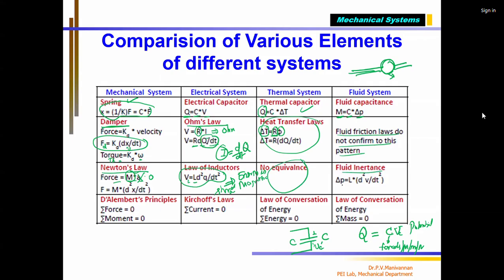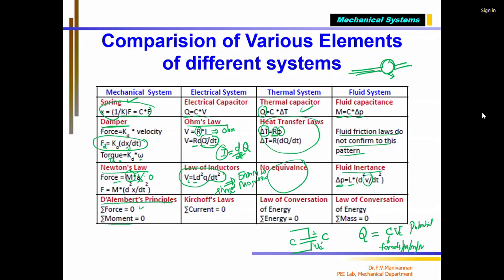In fluid system, we have delta P, change in pressure equal to L into D square by V. This is volume, correct? Change in volume. V is called a volume we are talking. So in case of conservation of energy, mechanical system, we talk about the total force acting on a system equal to zero. Similarly, total moment acting on a mechanical system equal to zero.